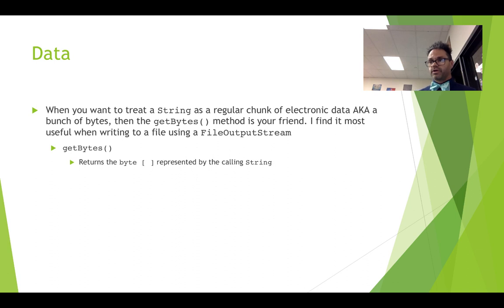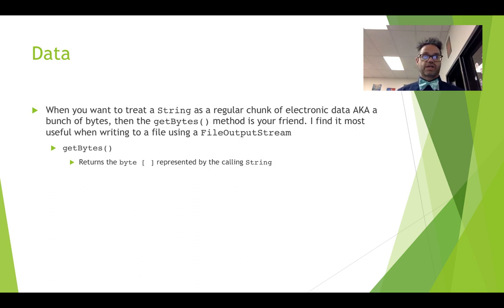Now, we also have to sometimes treat strings as a true data type, aka we want to store them in a digital format, and the way that, of course, computers deal with data is by bytes. And we can actually extract the bytes out of a string by using the getBytes method. This returns a byte array, aka all the bytes in an array format of fixed size that make up that string. And so it's a great way we can do some cool stuff with that.